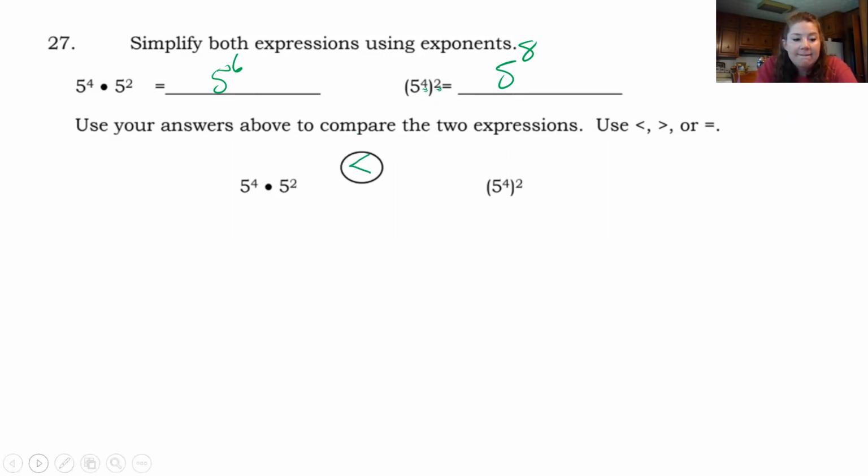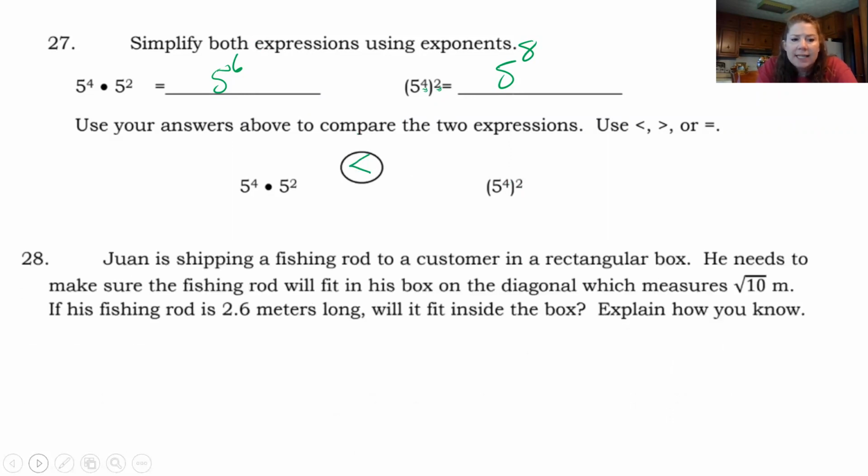Got it? All right. Number 28 is shipping a fishing rod to a customer in a rectangular box. He needs to make sure the fishing rod will fit in his box on the diagonal. So basically, he's got this box, right? The longest part of a box is putting it in diagonally from the bottom corner to the top corner across. So that diagonal measures the square root of 10. If his fishing rod is 2.6 meters long, will it fit inside the box?